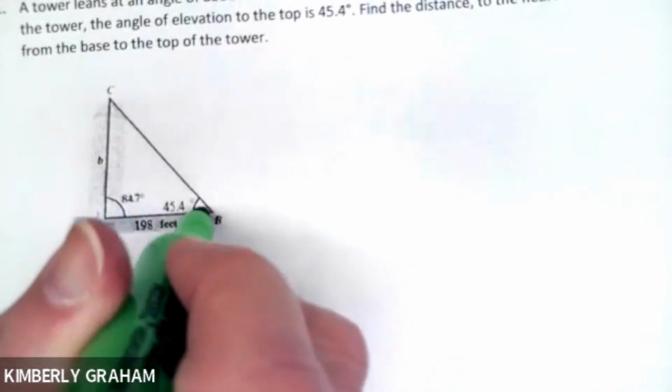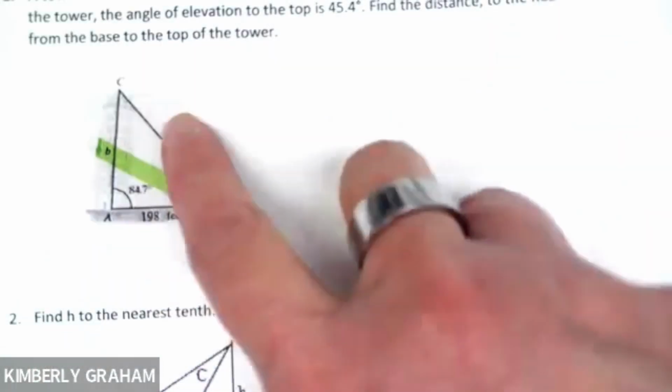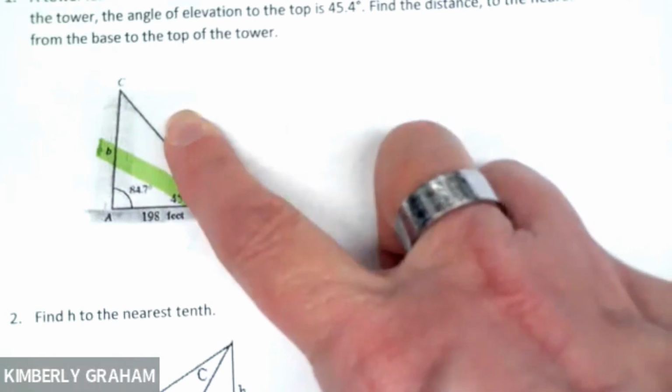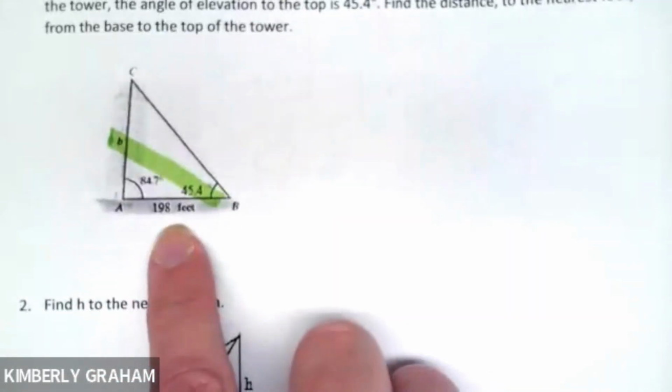Well, do I have enough information for me to use the law of sines? Remember, to use the law of sines, I need an angle side pair. Well, I don't have that yet, right? I know that I'm going to be using this 45-degree angle with side B because that's what I'm trying to find. I don't have side A. I've got angle A, but I don't have side A. I have side C.